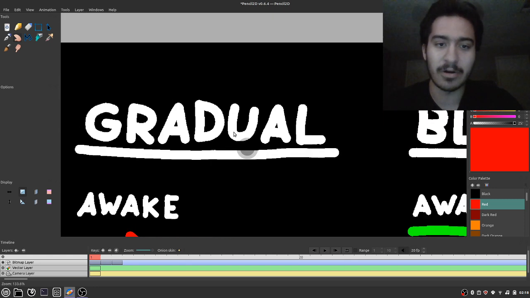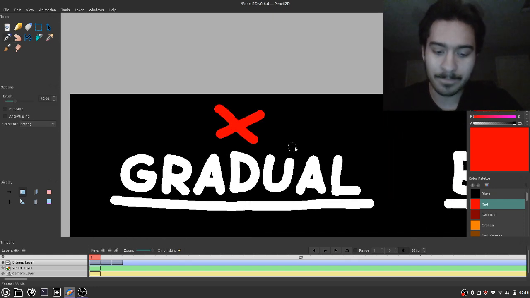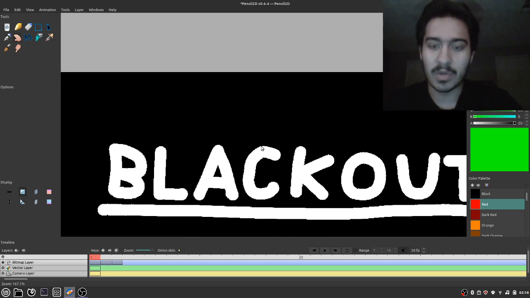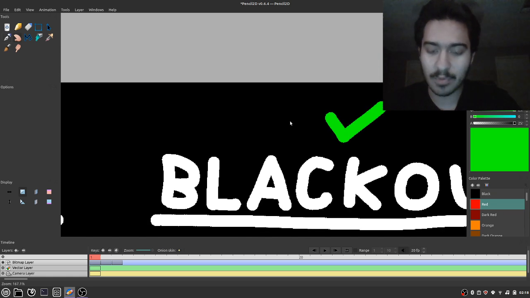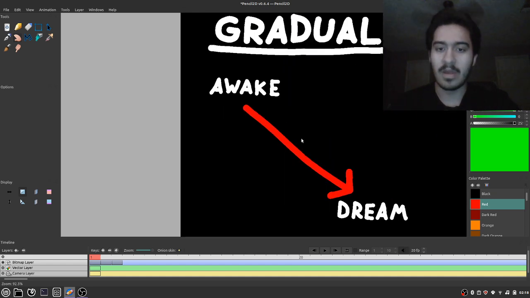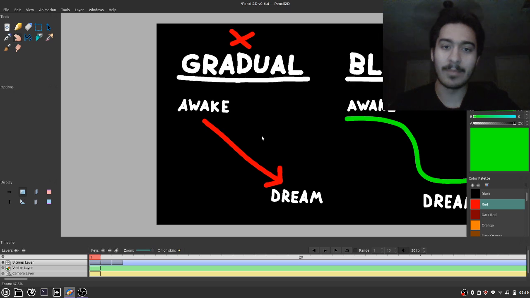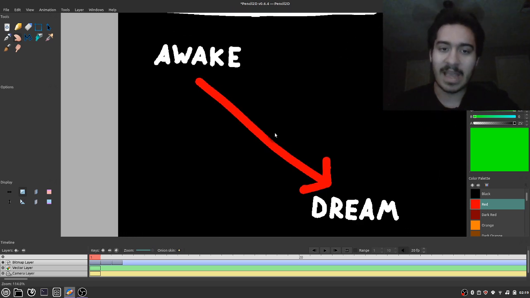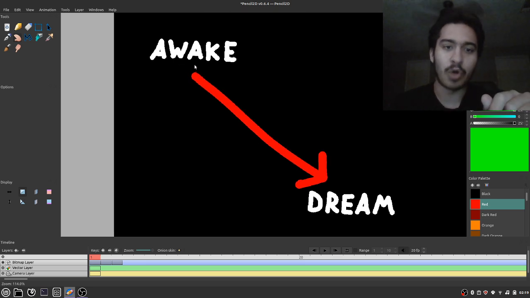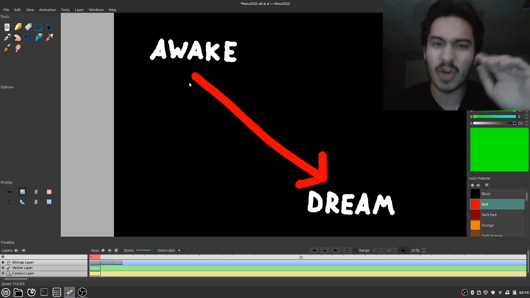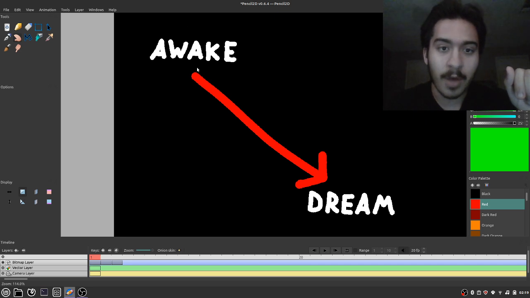I'll zoom in here. I'll do a red X here, and I'll do a check mark here, because this is the primary fallacy that people fall into. Whenever people think about entering a lucid dream, they think of it as a linear, gradual thing. It's very easy to think of it this way, because when you're thinking about maintaining awareness, it's easy to think of it as ooey gooey, you're going from awake to the dream, and this is the line between the two.